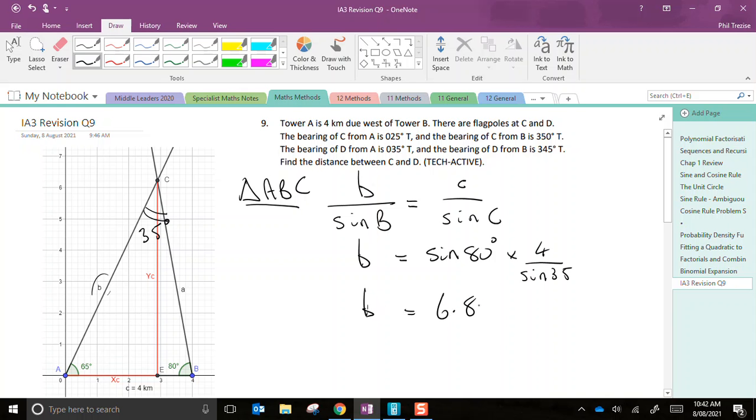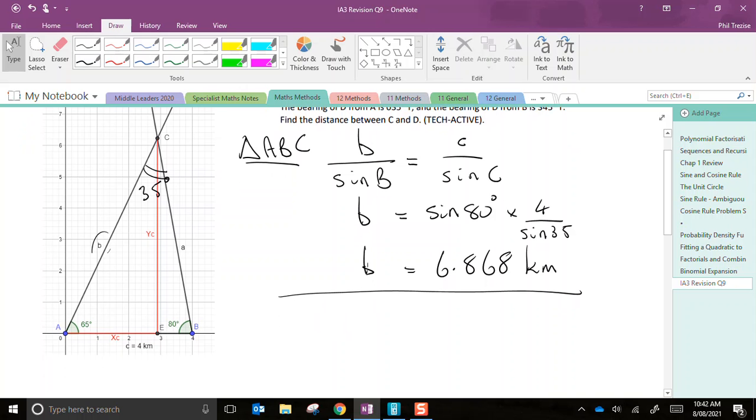Now it's a messy number, 6.8, working in kilometres. The next thing is to look, I've labelled this point here point E, so I have a right triangle. I'll be looking at triangle AEC. Now, because it's a right angle here, I can use sine and cosine, SOHCAHTOA.